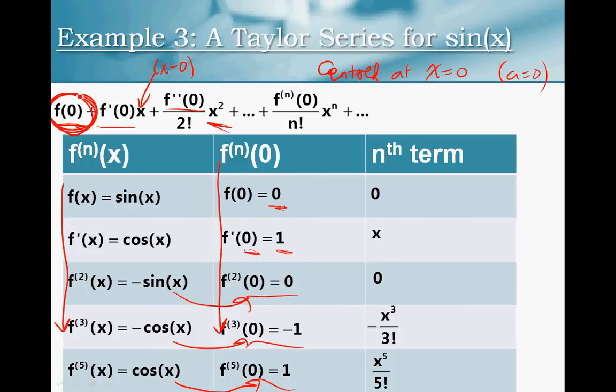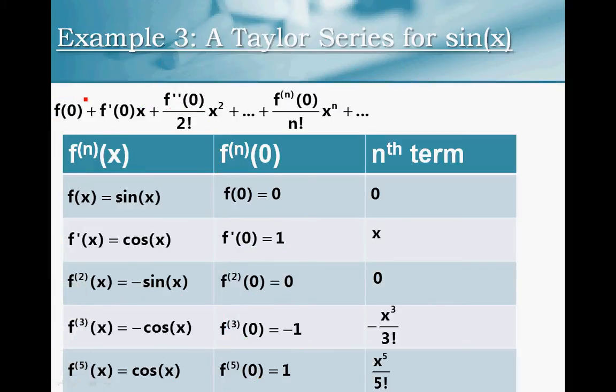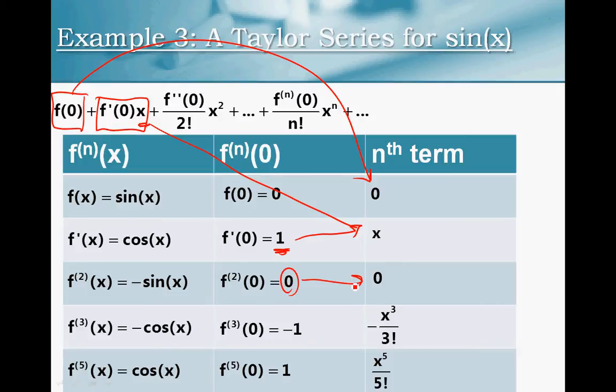so this first term here, let me erase all this ink actually, it'll be easier to see. Okay, so the first term in our Taylor series is f of 0, so that first term is just 0. Then I need to do f prime of 0 times x. Well, that's 1 times x. So 1 times x is just x. Now for the degree 2 term, since this coefficient is 0, we know we have 0 there.